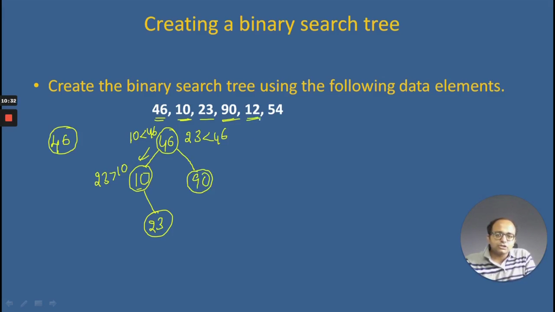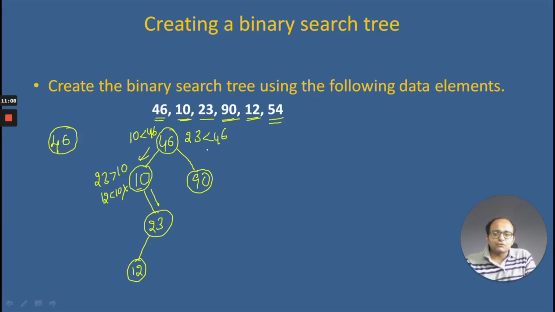And then node 12. 12 is compared with 46. 12 is less than 46, so insertion must take place in the left subtree. So it will move towards left. And again 12 is compared with 10. 12 less than 10, condition false. So 12 is greater than 10. So it will move towards right. And then 12 is compared with 23. 12 is less than 23. Hence 12 will be inserted in this position.